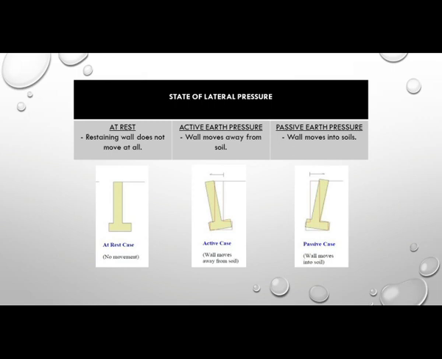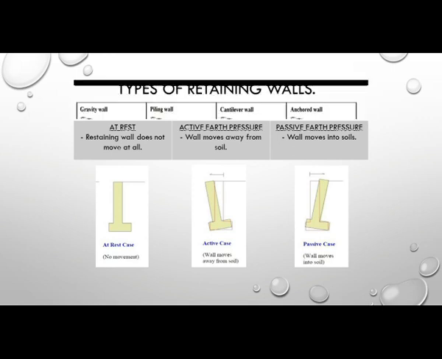The next one is active earth pressure. The wall moves away from soil. That means the wall is moving from its original position away from the soil. The third one is passive earth pressure. The wall moves into soil. In this state, the wall is moved from its original position towards the soil.